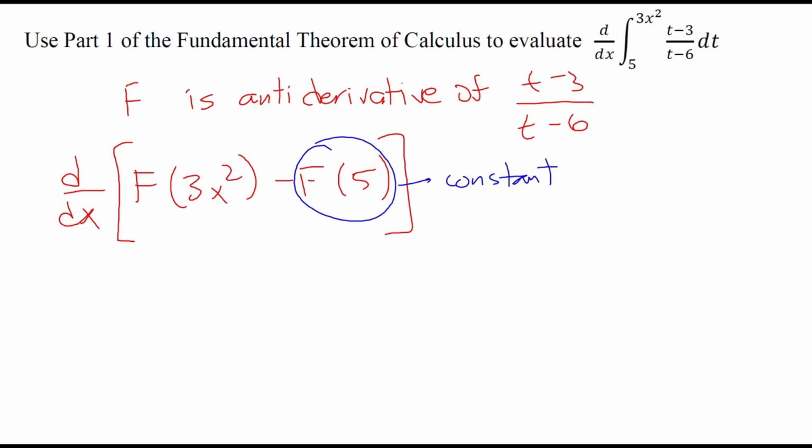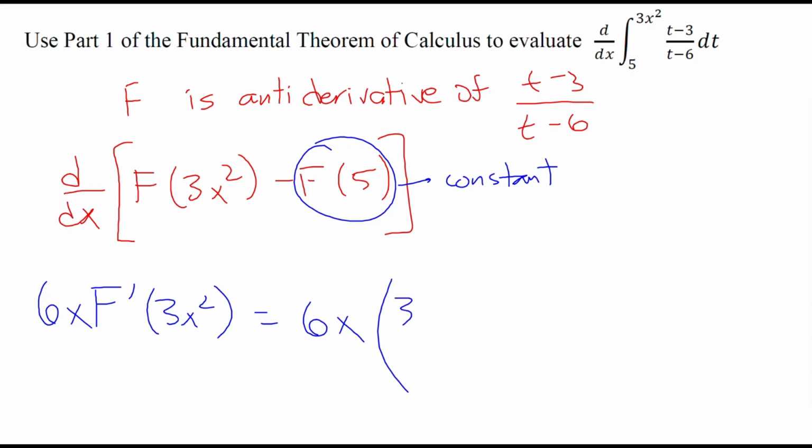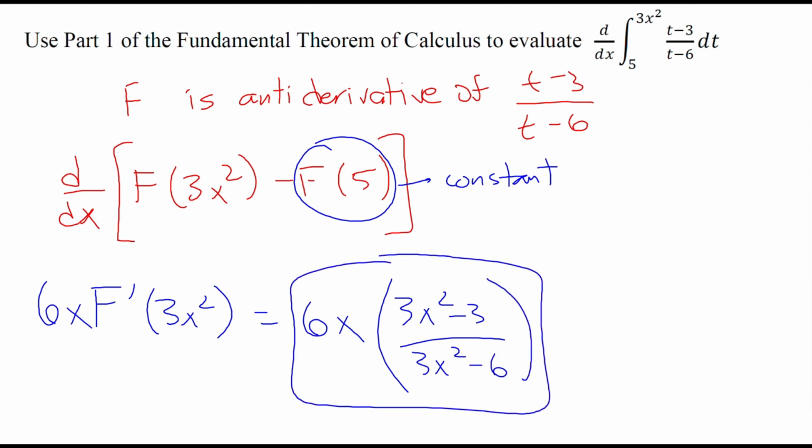But when we take the derivative of capital F of 3x squared, that's capital F prime of 3x squared, and then times the derivative of 3x squared, right? That's the chain rule. So we're going to end up with 6x times the derivative of this capital F, which is just t minus 3 over t minus 6, evaluated at 3x squared. So we'll end up with 6x times 3x squared minus 3 over 3x squared minus 6. And that'll be our final answer.